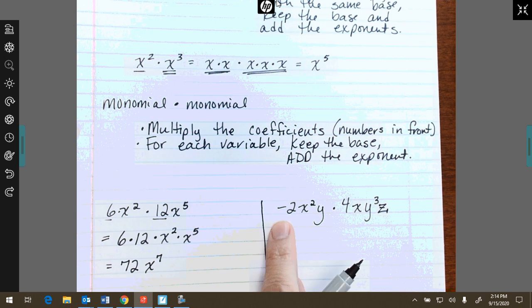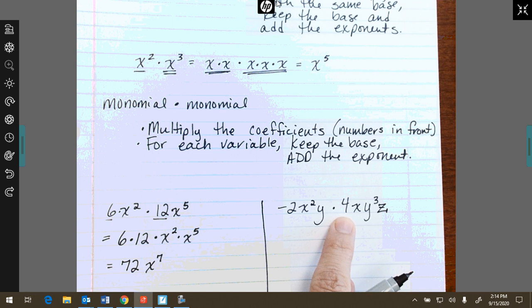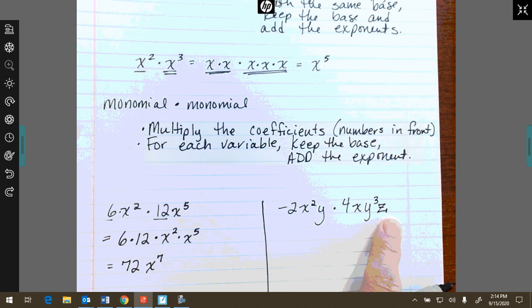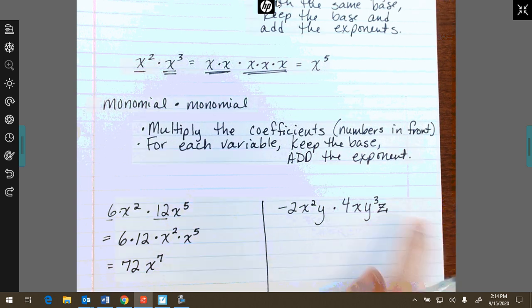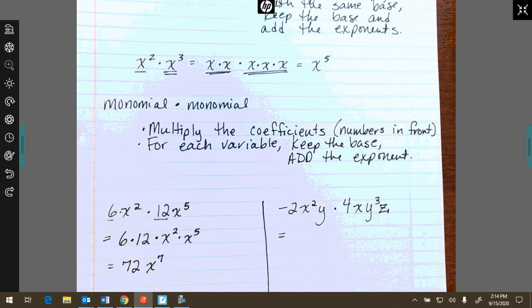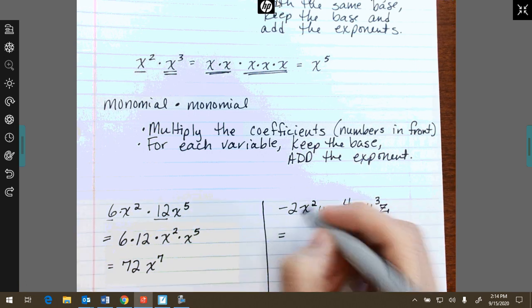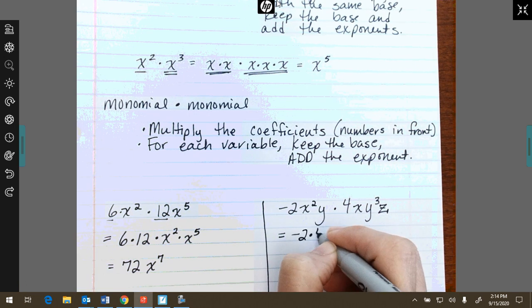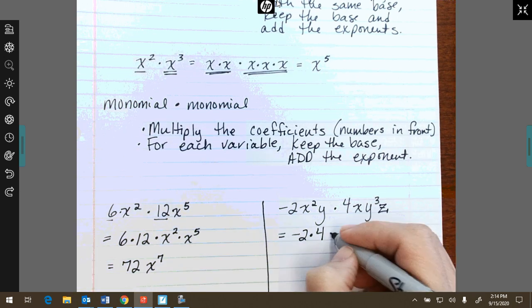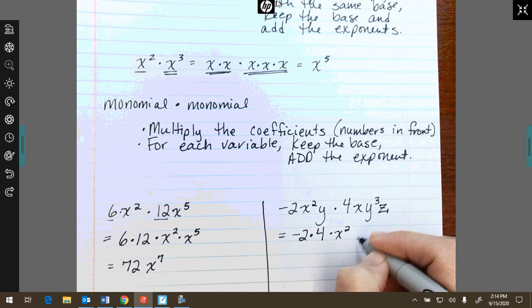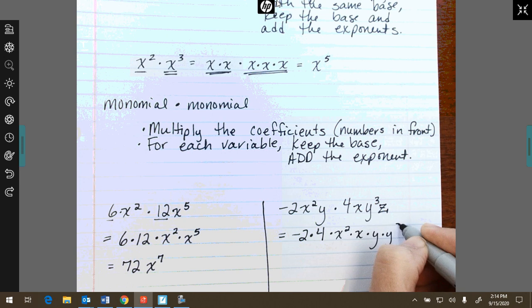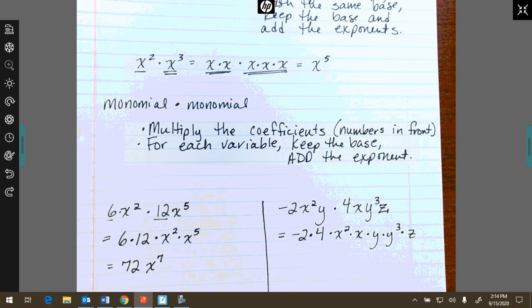So this time I have negative 2x squared y times 4x y cubed z. This one looks so much more complicated, but it's not. It's okay. Again, normally I totally skip this step, but I'm going to do it here. I'm going to rearrange. So I'm going to pull the negative 2 and the 4. Those are the coefficients. I'm going to pull those out front. Then I'm going to do x squared, and I'm going to do x. Then I'm going to do y and y cubed. I'm just bringing everything that's the same.